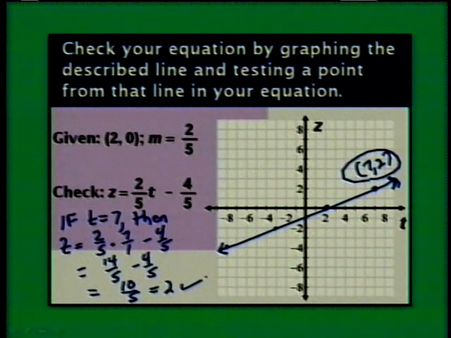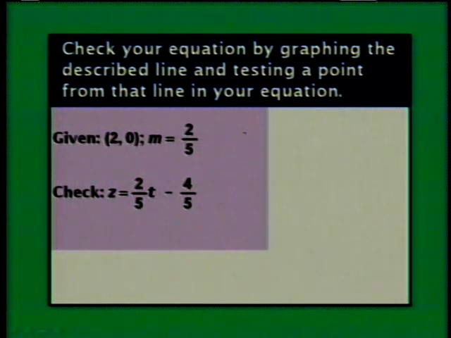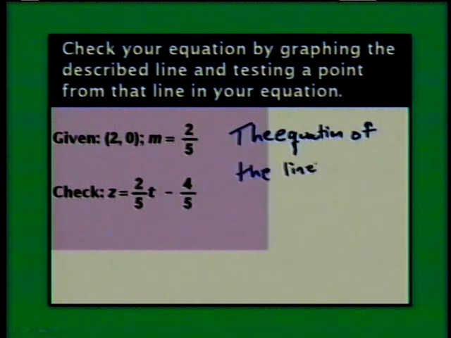Let's state our conclusion. Our conclusion is that the equation of the line is z equals 2/5 times t minus 4/5.